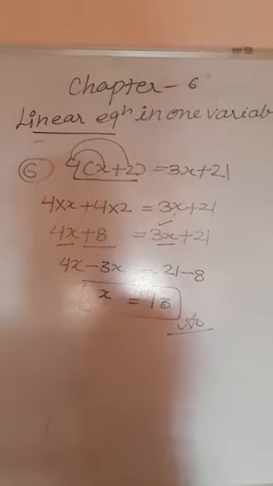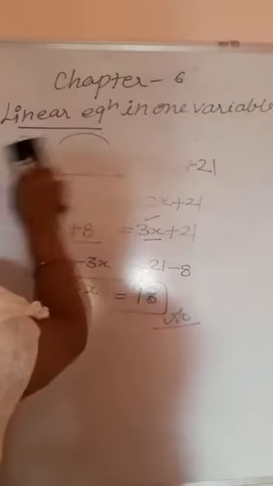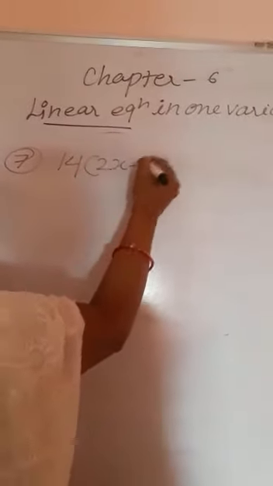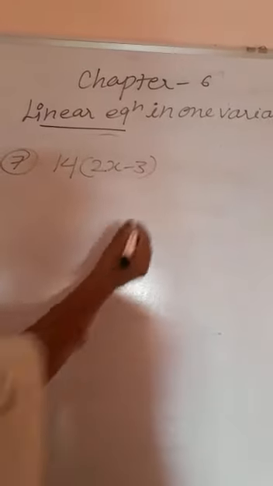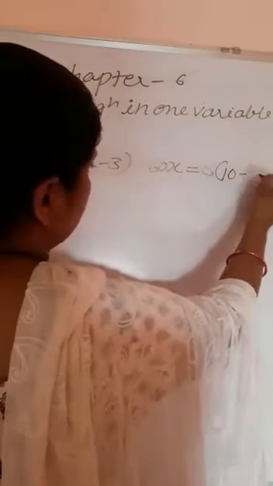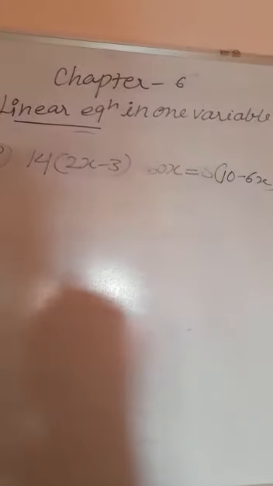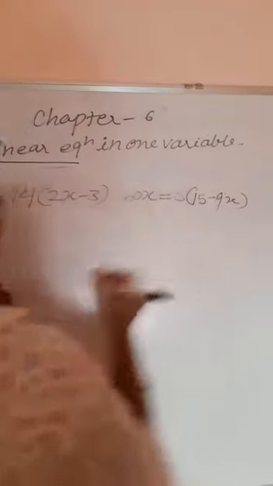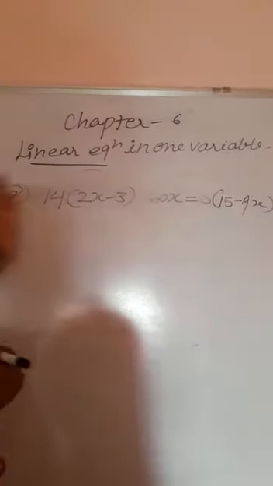I will take one more example. Suppose our question is 14 times (2x minus 3) minus 60x equals 5 times (15 minus 9x) minus 6x. Okay, suppose this is our question. Okay, so how to solve it?